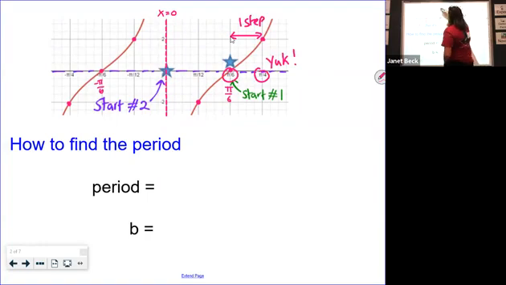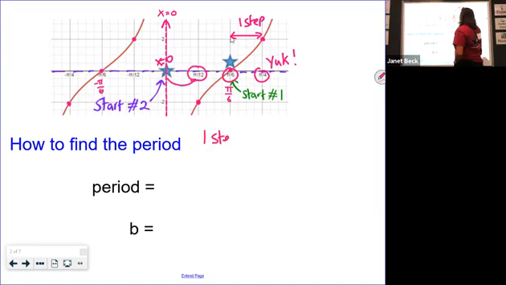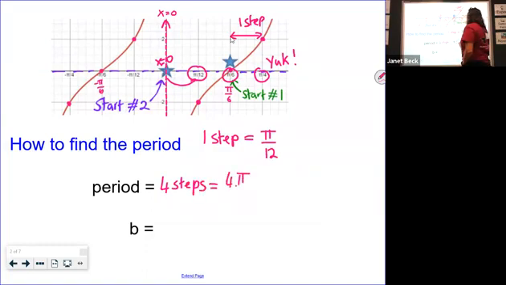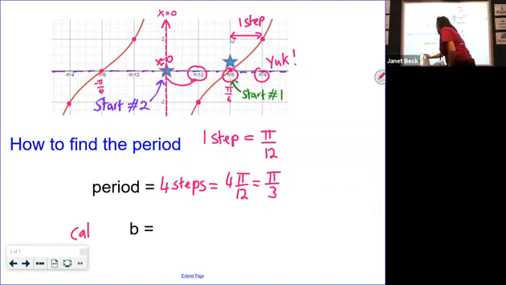Why not start on your y-axis where x equals 0? Now the math is going to be easy. Take one step, and it would take you to this low point. And that is the distance you've just gone. One step had a length from 0 to pi by 12. One step had a length of pi by 12. A period is made out of 4 steps. So it's going to be 4 times pi by 12, which reduces down to pi by 3. And now we have to calculate B.